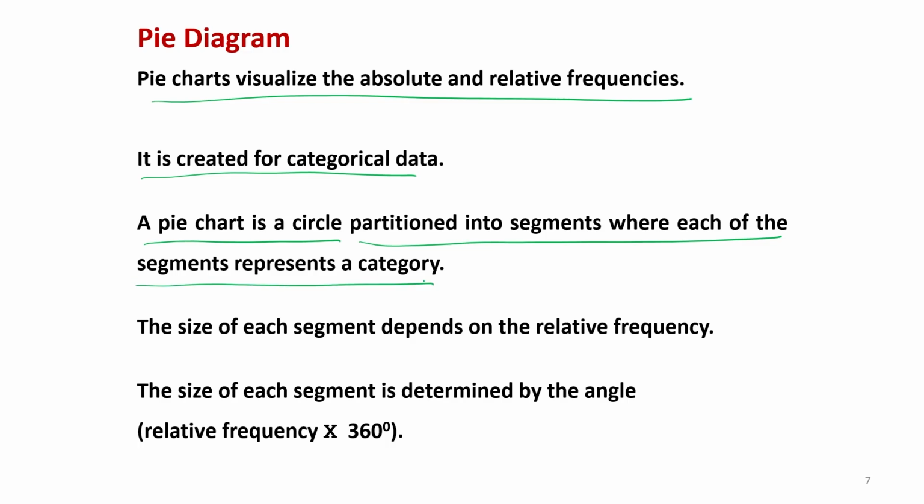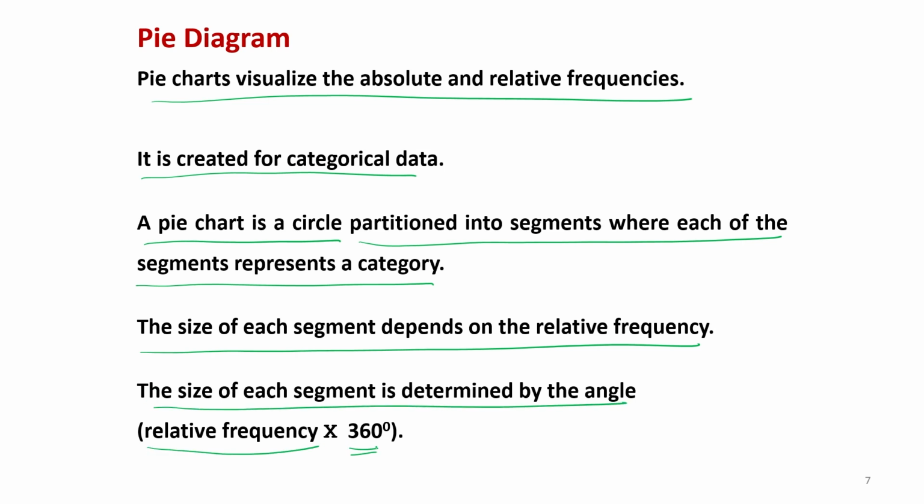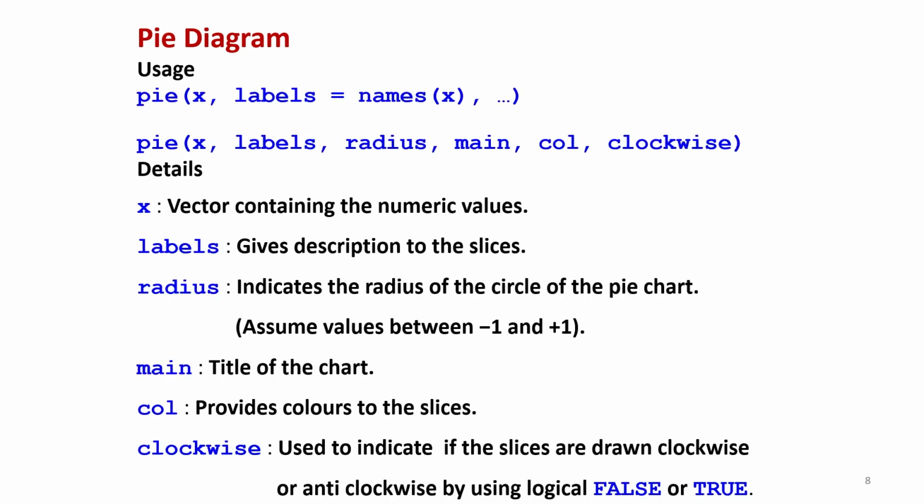So instead of having bars as in the bar plot to represent the category, we have segments of a circle to represent the category. And the size of this segment depends on the relative frequency. Such size is actually determined by the angle, like relative frequency times 360 degrees. So you need not do such calculation; our software will do it to give you the details. So in order to create the pie diagram, you have the command pie, P-I-E, right?